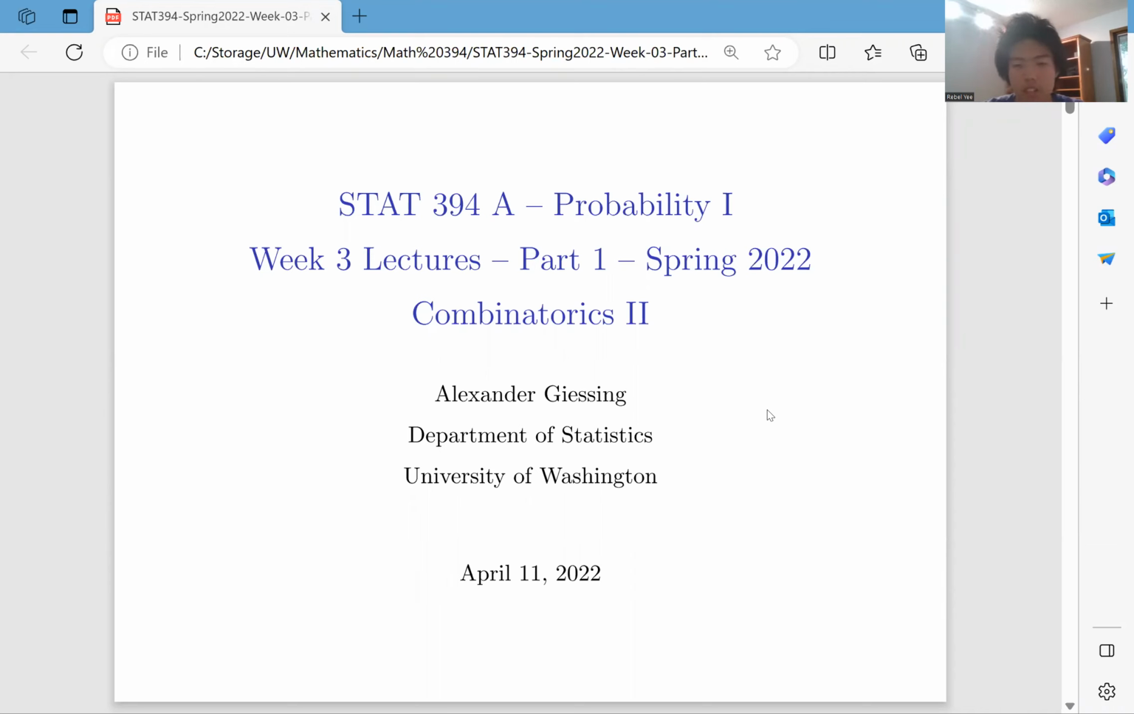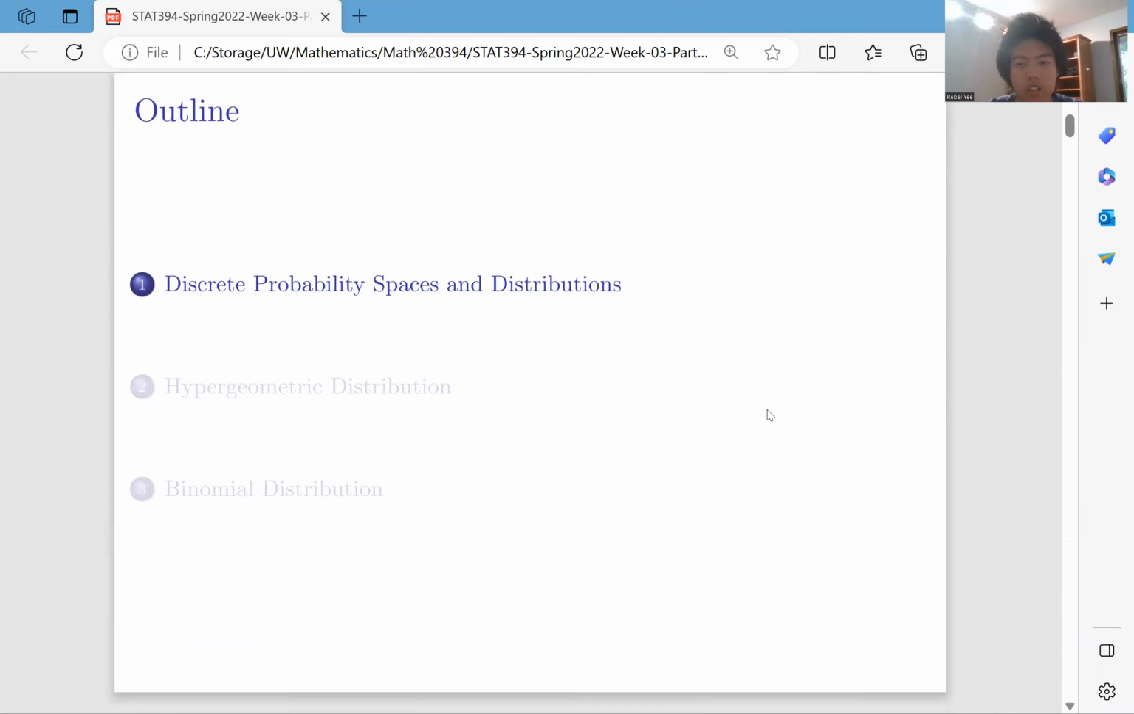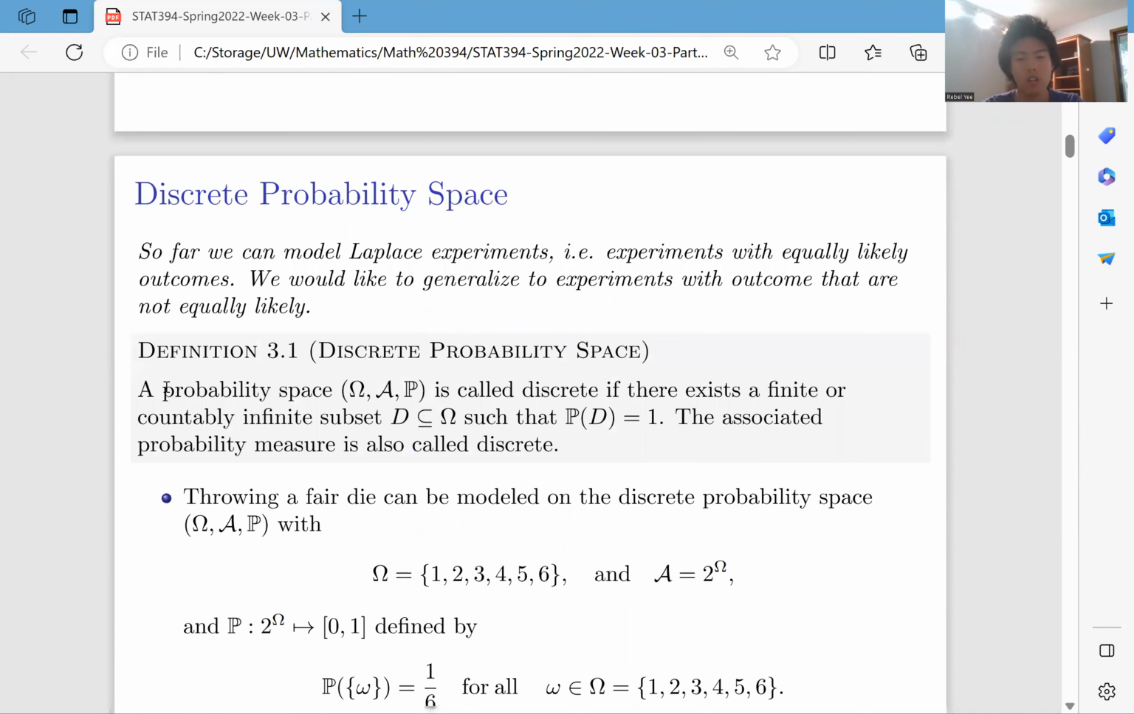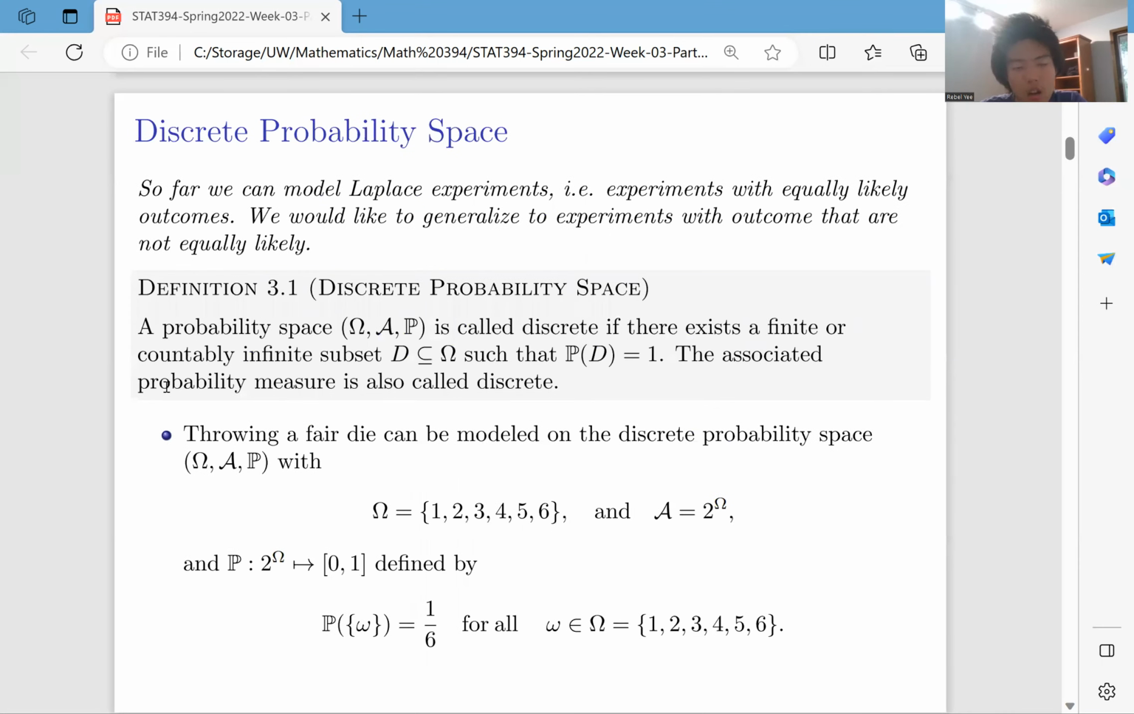And the topic we'll discuss today is mainly about the discrete distribution and some other features and some very important case studies of discrete probabilities, like the hypergeometric distribution and binomial distribution. So first we'll want to see an example, because remember in the first lecture we defined what a Laplace experiment is. In a Laplace experiment, every outcome is equally likely, but not every case has that property. So we would like to generate experiments with outcomes that are not equally likely.